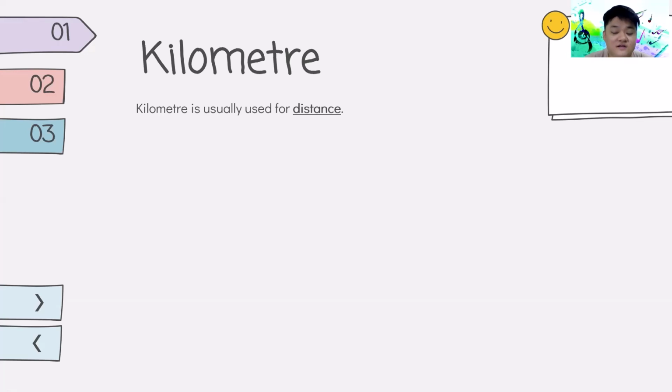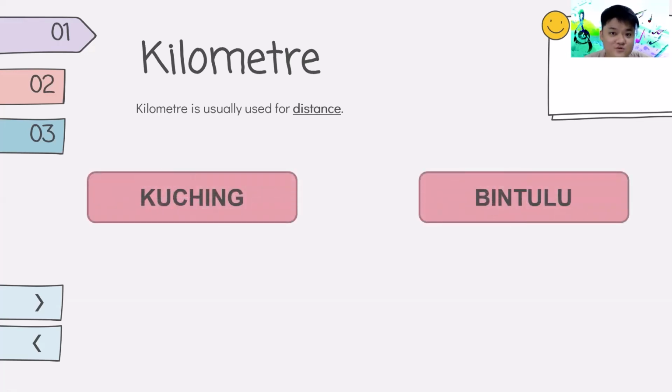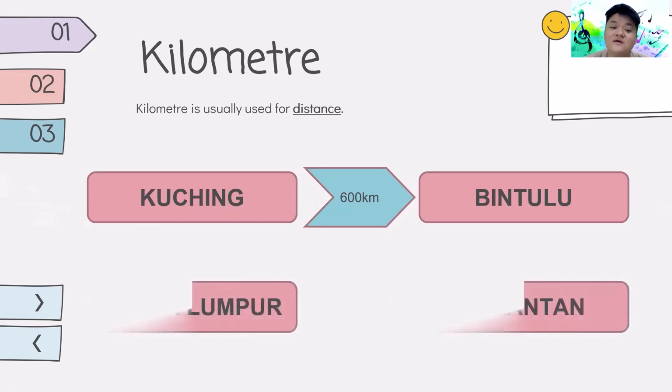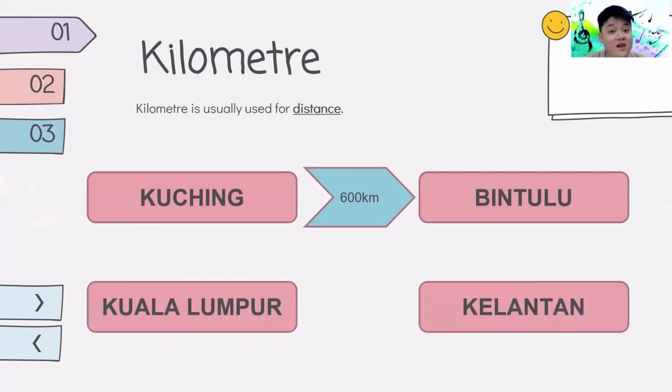Okay, let's look at an example. Kuching to Bintulu. Kuching is the main city of Sarawak, and Bintulu is where we are now, yeah? So from Kuching to Bintulu, we have around 600 kilometers. It's very far, isn't it? So yeah, the distance from Kuching to Bintulu is 600 kilometers.